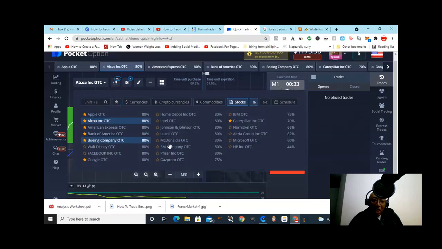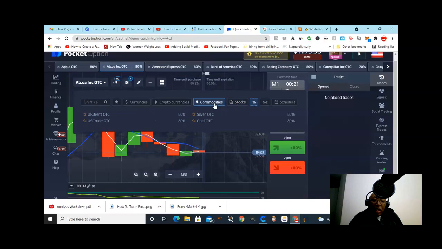So we are trading against the broker here. So we have stocks. They also provide commodities. This is like silver, gold, US crude oil, Brent, UK. So you can trade commodities.